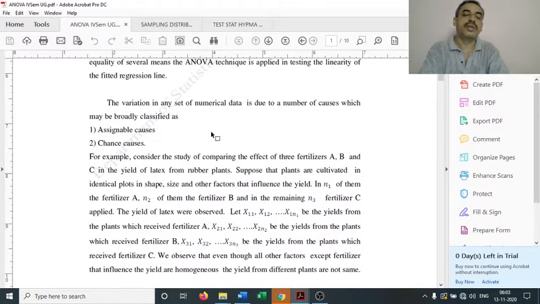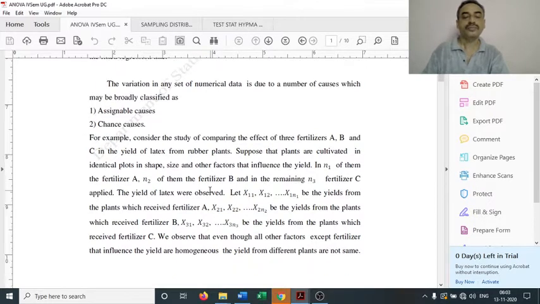So in the above example, fertilizer is an assignable cause, landscape is an assignable cause, rainfall is an assignable cause, but chance causes are beyond our limits. We cannot control these chance causes. So the variation is due to the totality of assignable causes and also chance causes.